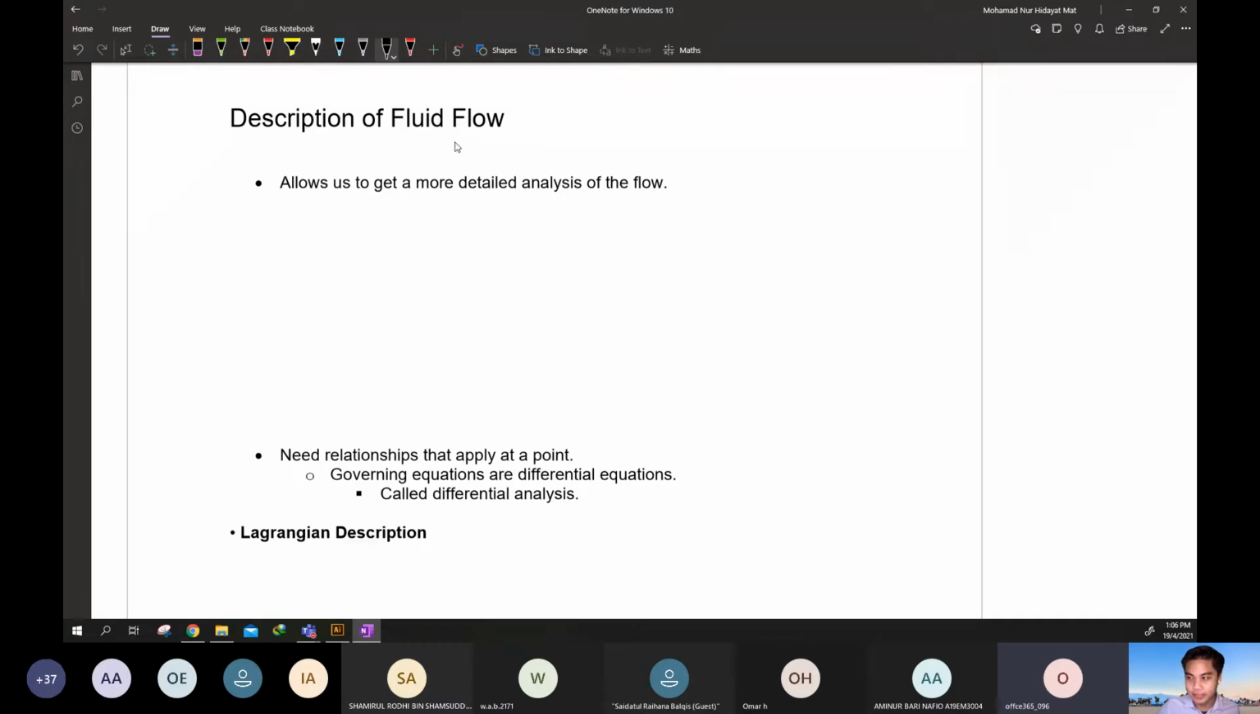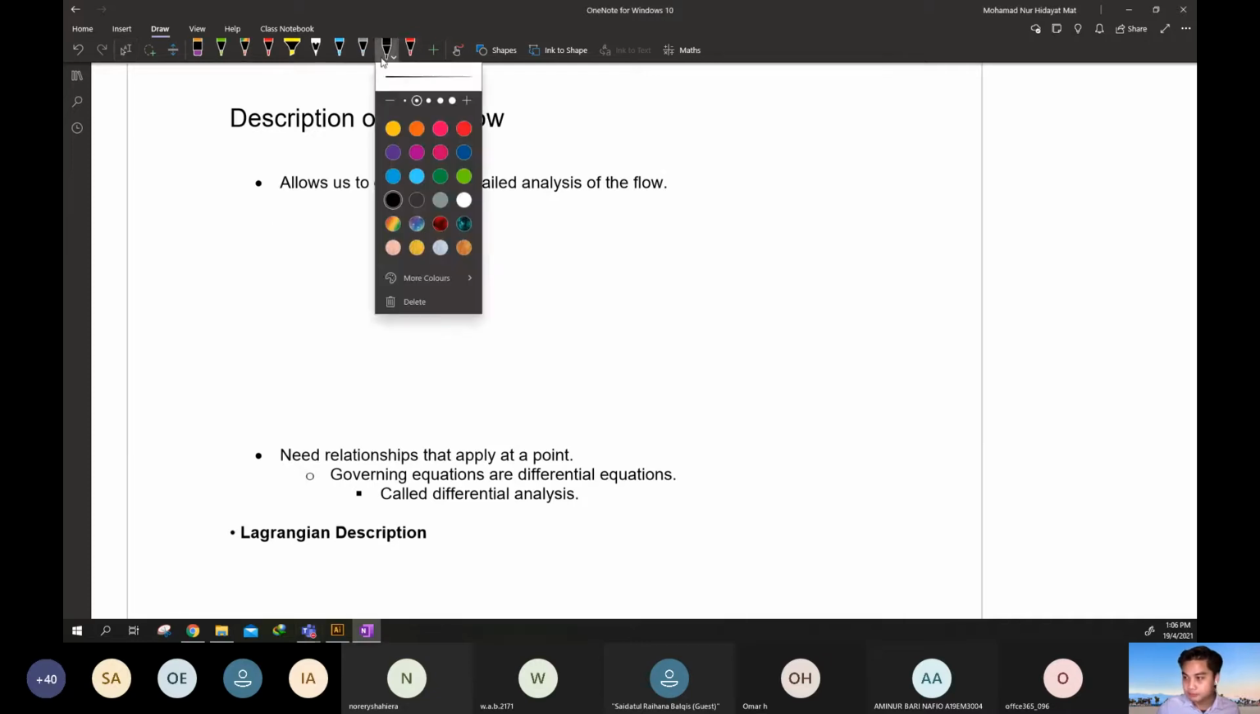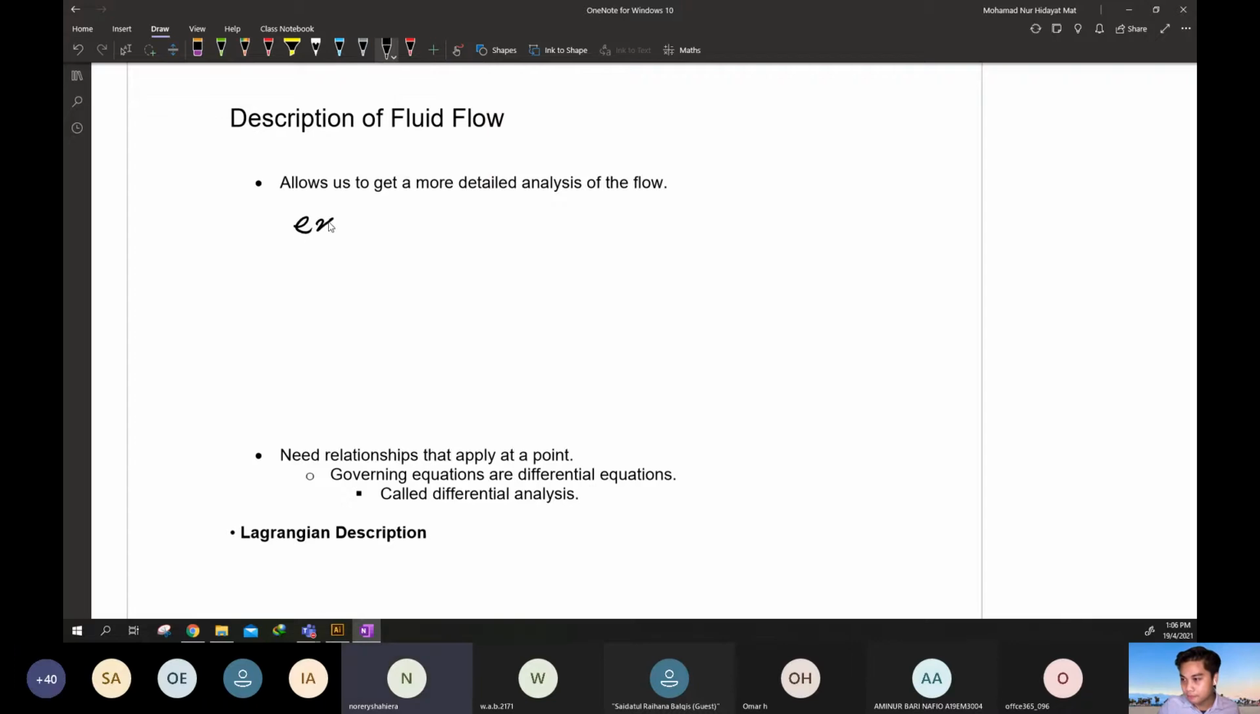So, description of fluid flow. That means we need to study the parameters involved in the fluid flow, for example the velocity, the pressure, how it moves, the direction of fluid flow. It allows us to get a more detailed analysis of the flow. By understanding the description of fluid flow, we will get a lot of detailed analysis of fluid flow. For example, example number 1.